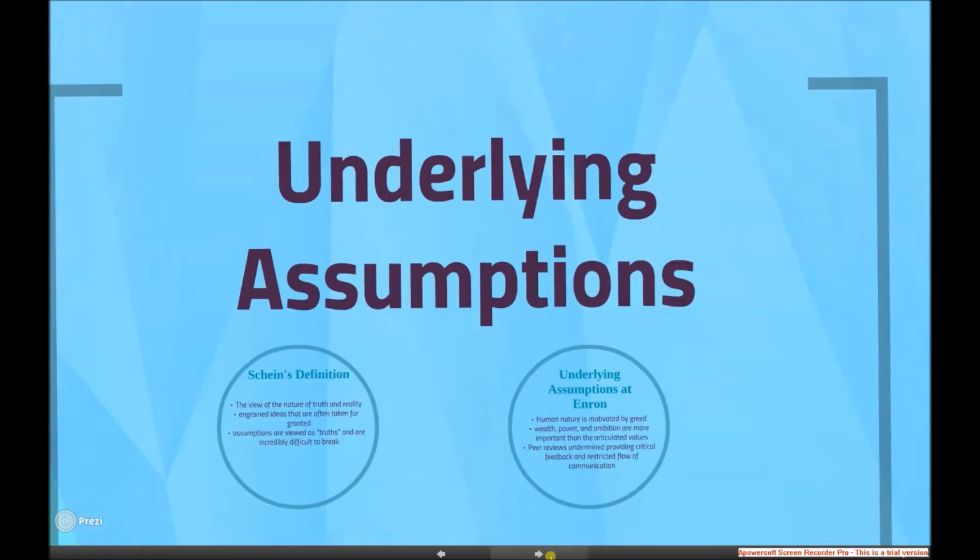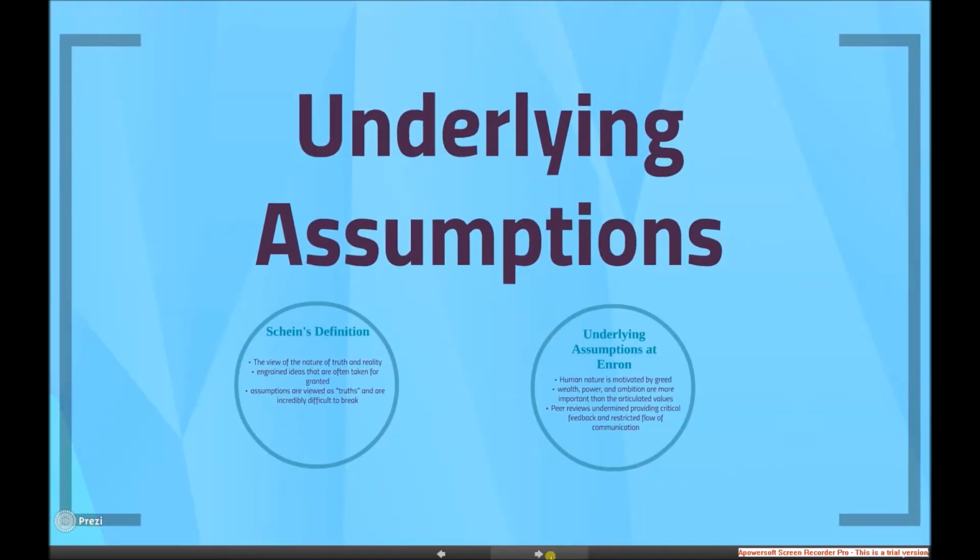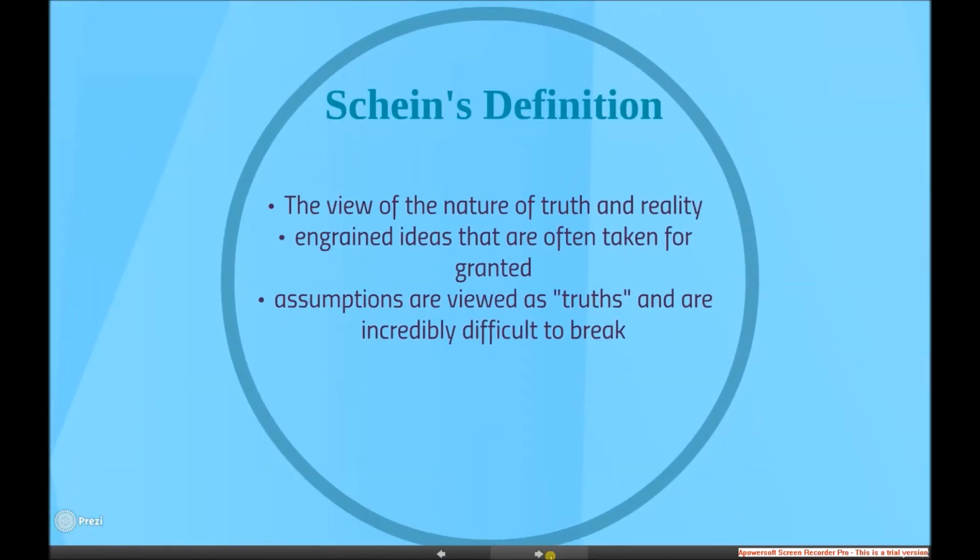The 3rd tier of organizational culture is the underlying assumptions of that culture. The nature of truth and reality is understood in this area, as well as different ideas that are ingrained so deep that they're often taken for granted. These assumptions are viewed as truth within an organization and are incredibly difficult to break.